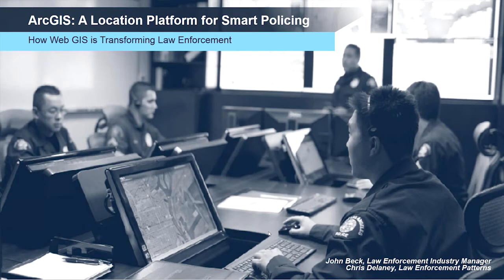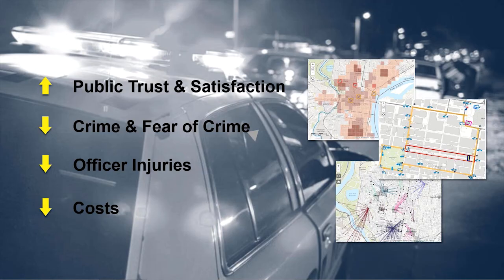When we say smart policing, what we really mean is any strategy that's going to help your agency increase public trust and satisfaction in the job that you're doing. This could mean sharing public crime data, sharing open data about your agency, or it could be something as simple as publishing a story map about your community policing efforts. 2, you want to reduce crime and the fear of crime, and 3, reduce officer injuries.